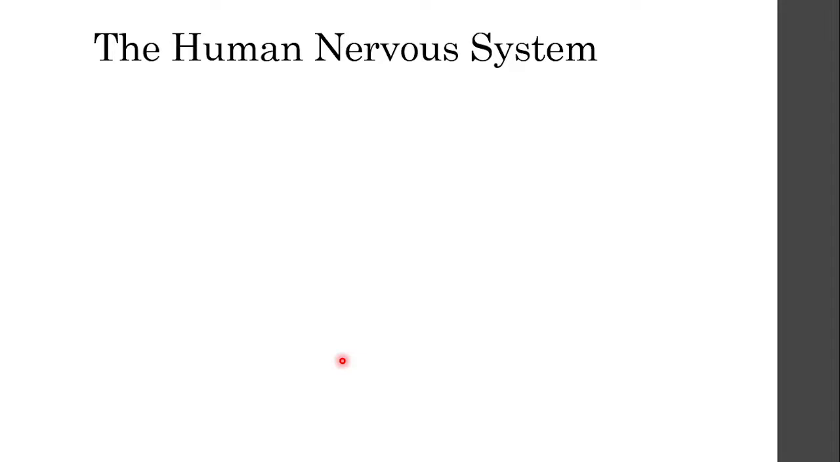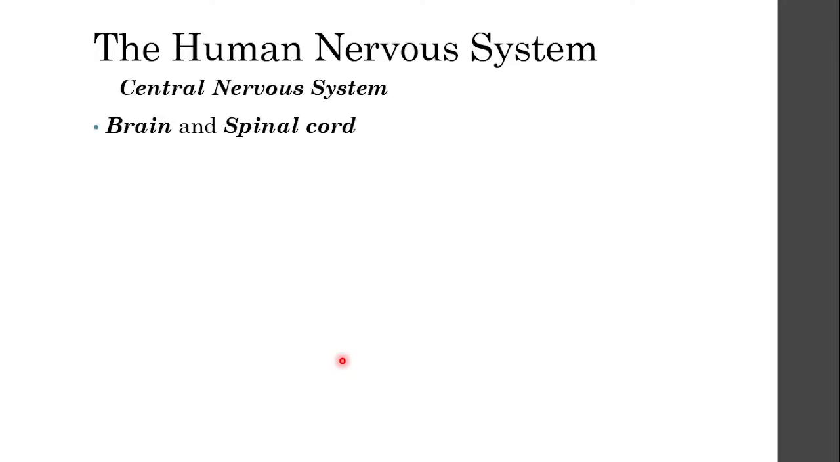So let's understand a little bit more about our human nervous system. Our human nervous system is actually separated into two. We have the central nervous system, wherein it includes our brain and spinal cord. And all the information that is necessary for us to understand and perceive the world is actually taking place in our brain and spinal cord.